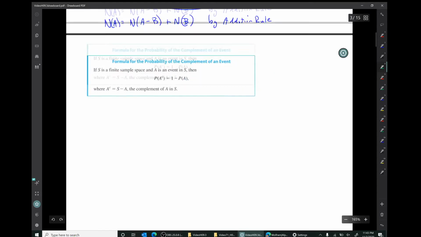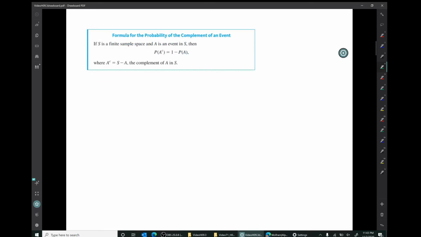Let's go on. The formula for the probability of the complement of an event. If S is a finite sample space and A is an event in S, then the probability of A complement is 1 minus the probability of A. Now remember what that means, the complement. A complement is the sample space minus set A. It's the complement of A in this set S.